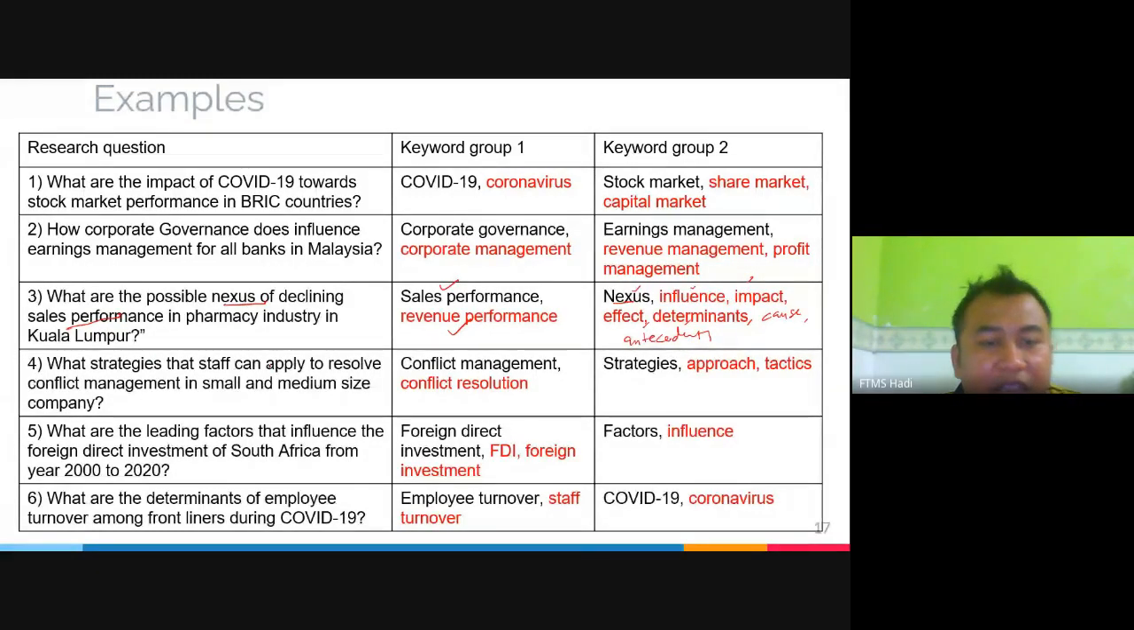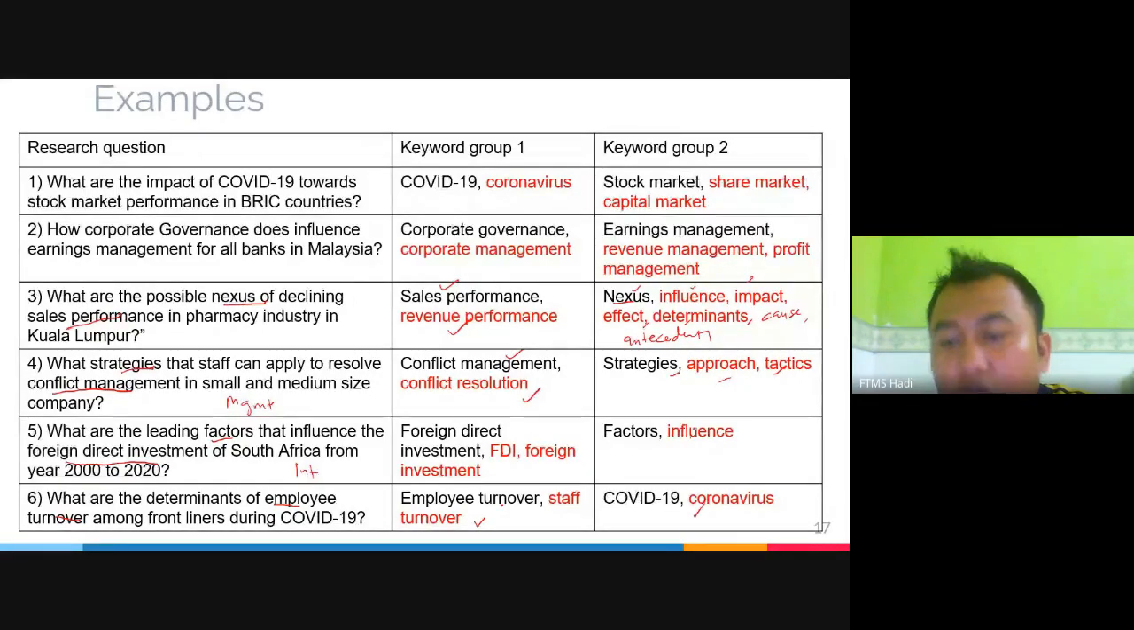What strategies can staff apply? This one is for management. Conflict management is one of the keywords. The other word can be conflict resolution. For strategies, you can go for approach, tactics, based on a thesaurus, on googling and so on. You can ask an expert as well. The next one is for international business: foreign direct investment, FDI, foreign investment. Factors and influence also work. And the last one, employee turnover, or staff turnover.